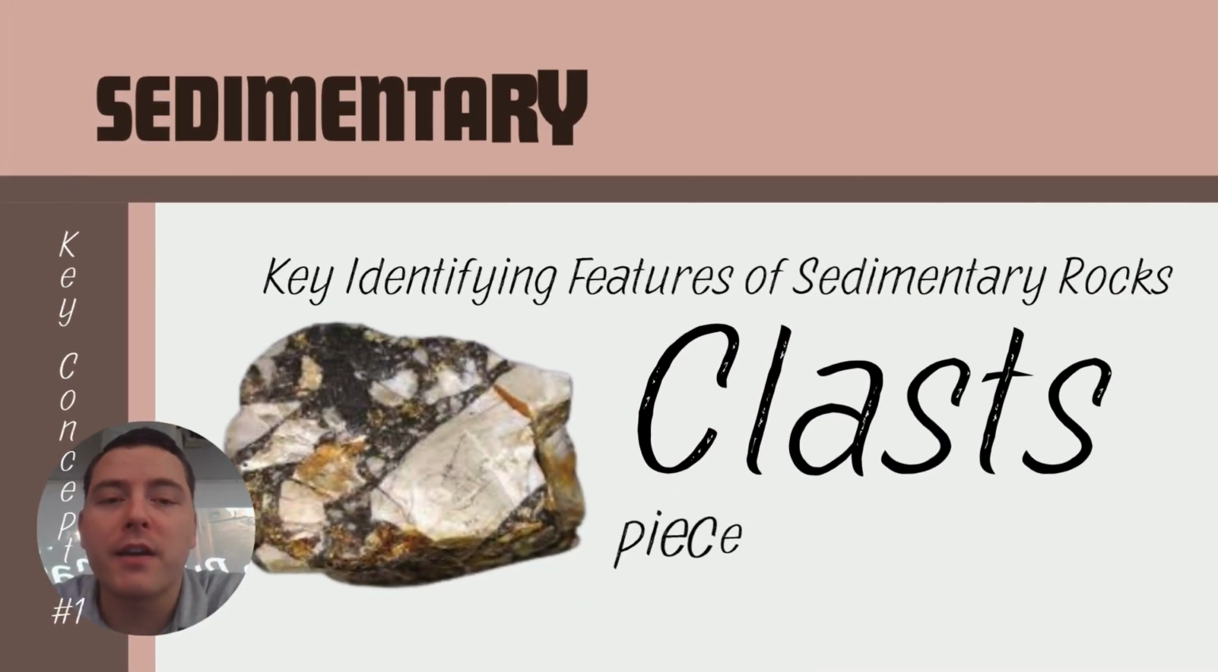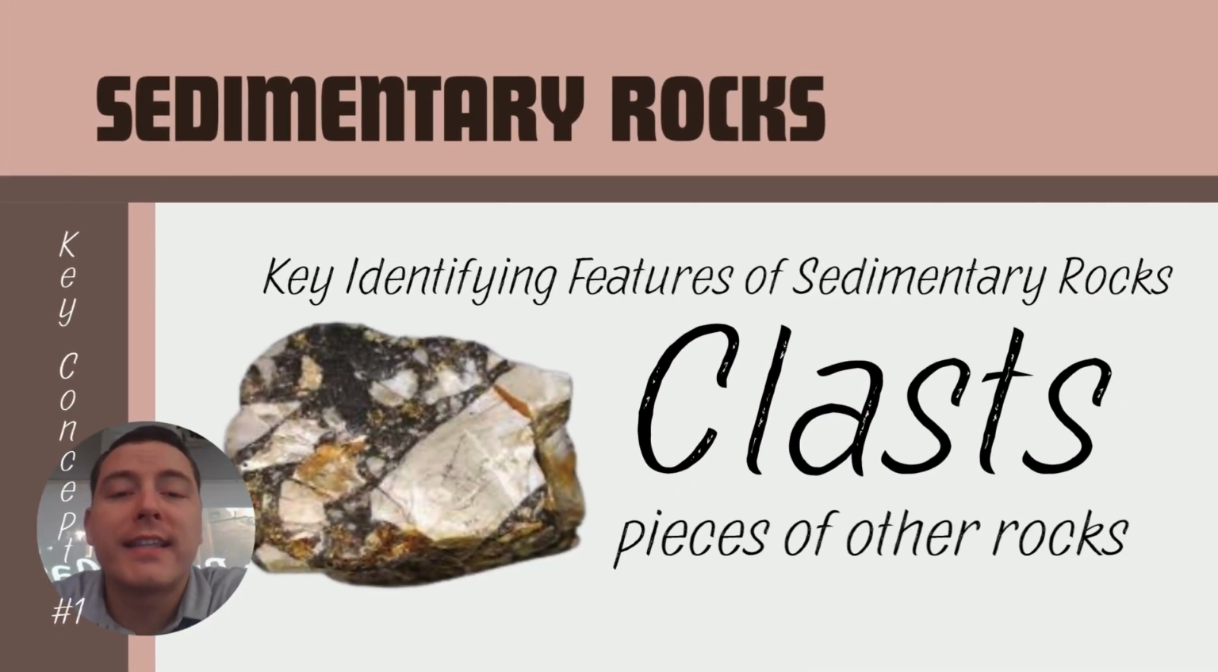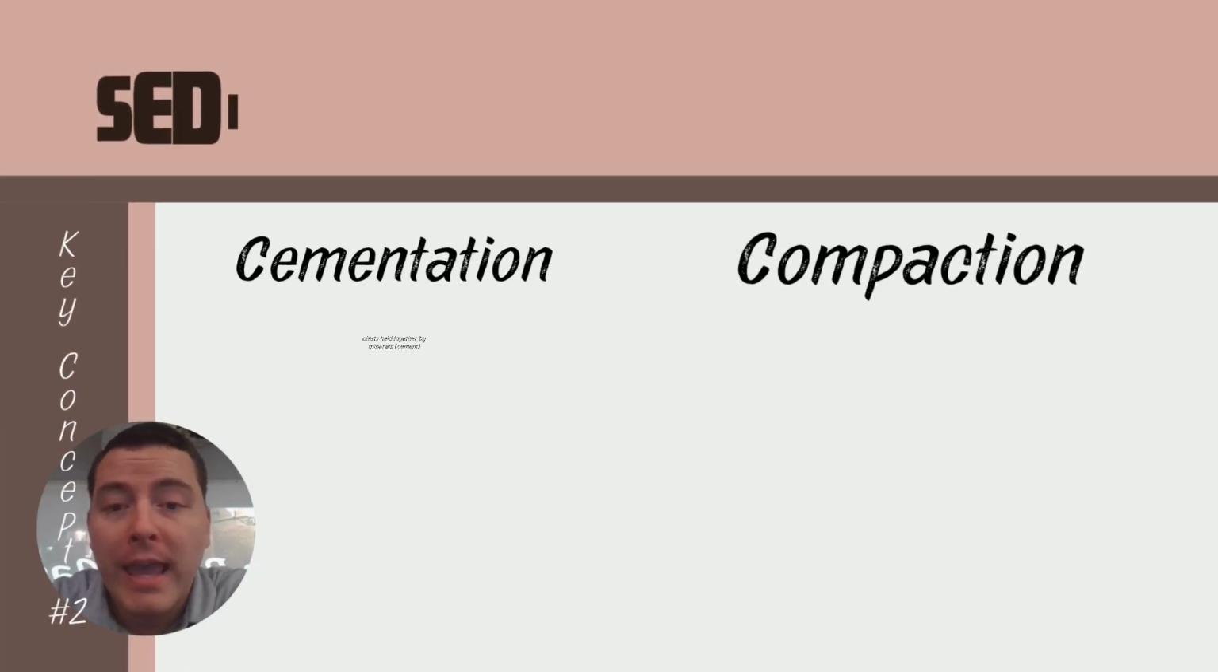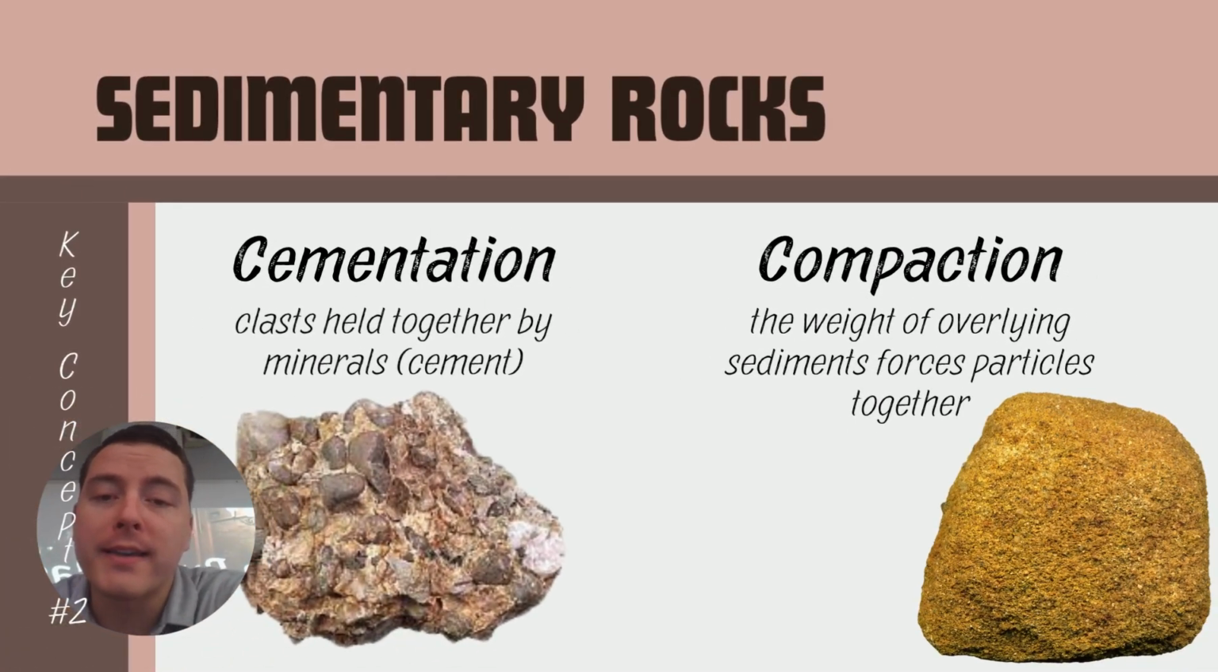Some key identifying features of sedimentary rocks: sedimentary rocks are made of clasts, or pieces of other rocks. And they can form by cementation, which is just clasts held together by minerals or cement, kind of like conglomerate. Or on the right, we see compaction, which is the weight of overlying sediments forcing particles together, kind of like sandstone. All those sand particles with heat and pressure make sandstone.